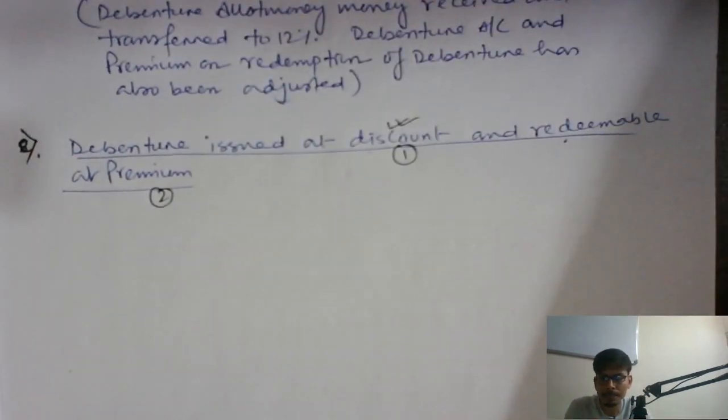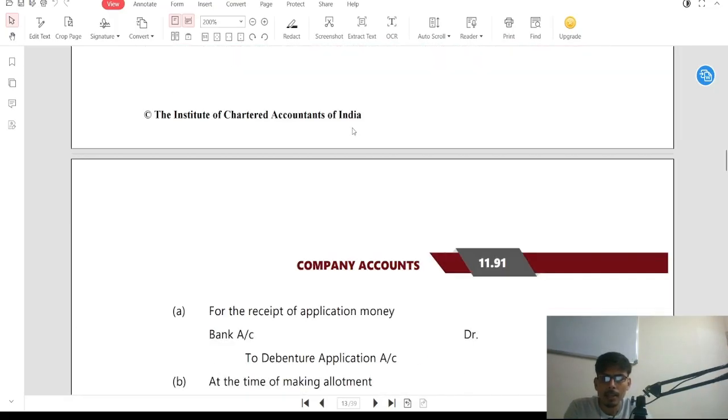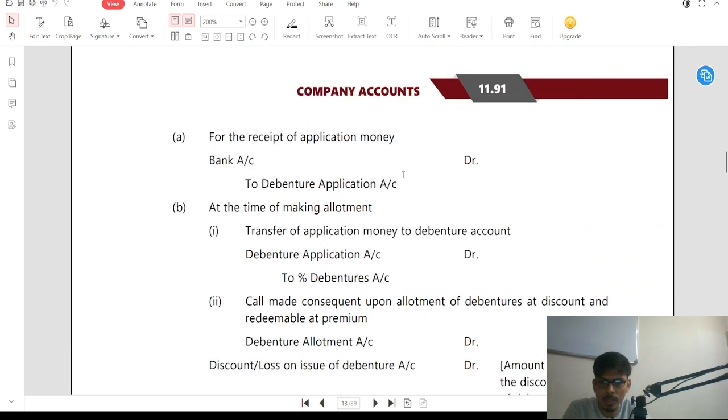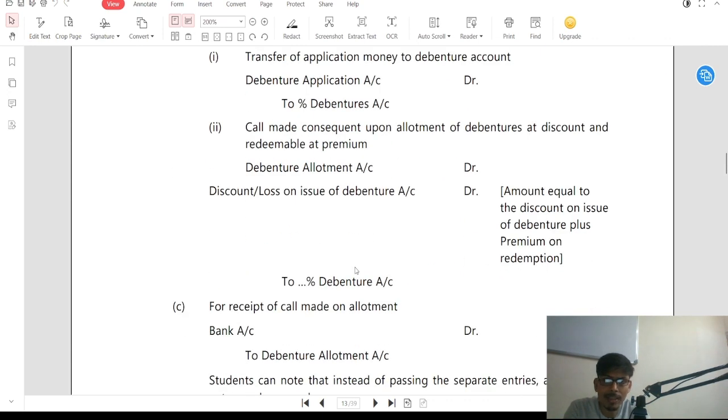देखिए एक बार यहाँ पे. First thing is very easy, guys. This is quite easy. We all know that for the receipt of application money, bank to debenture application, and debenture application to debenture. But after application, what will be the consequence regarding the allotment and adjustment? Everything we need to adjust.